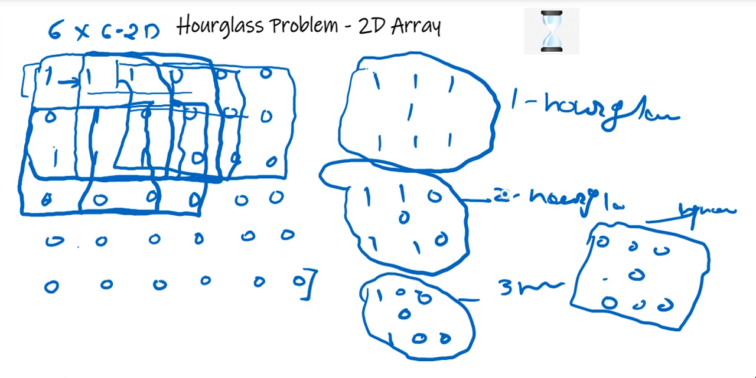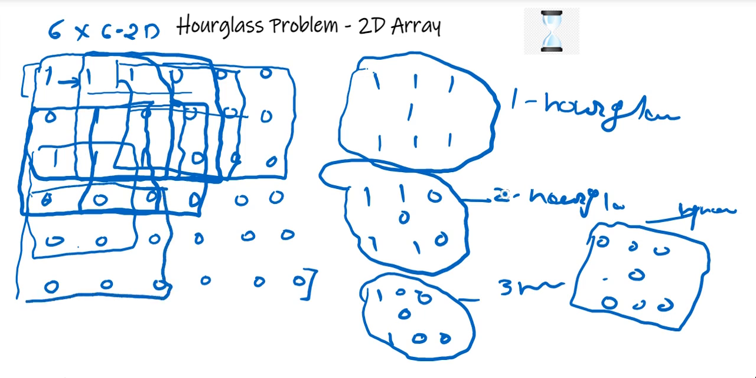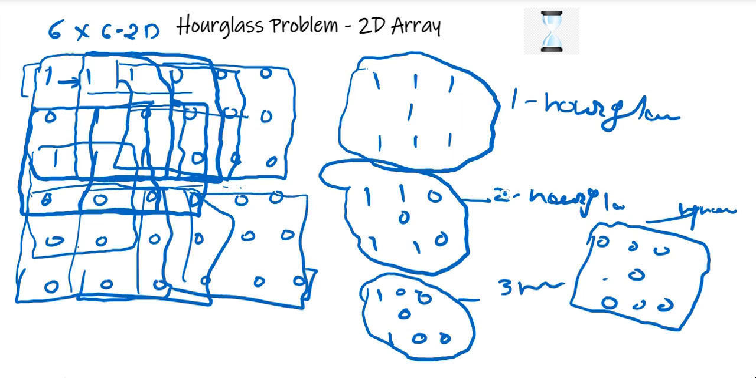Basically, like this, there are four glasses for the first row, four glasses for the second row, four glasses for the third row, and four for the fourth row. That's 12 glasses, and from here onwards we get four more glasses. So there are a total of 16 hourglasses. Okay, you got the point.